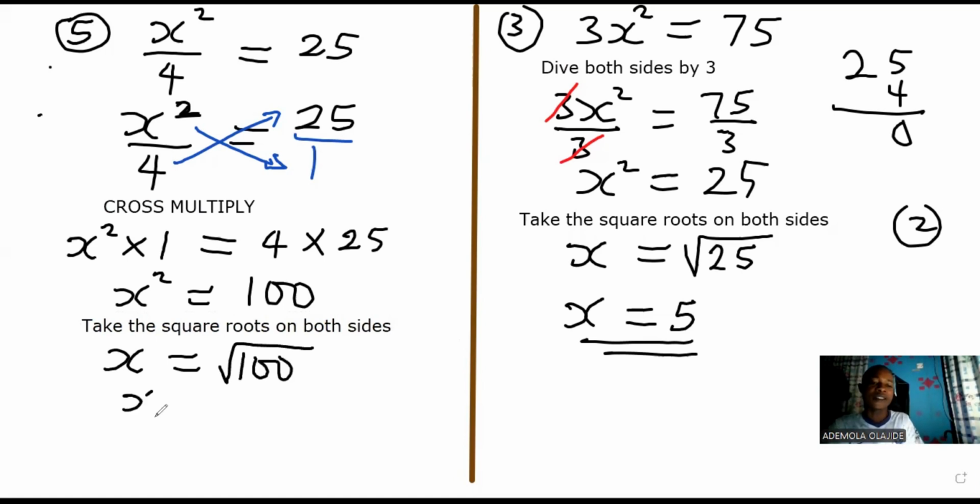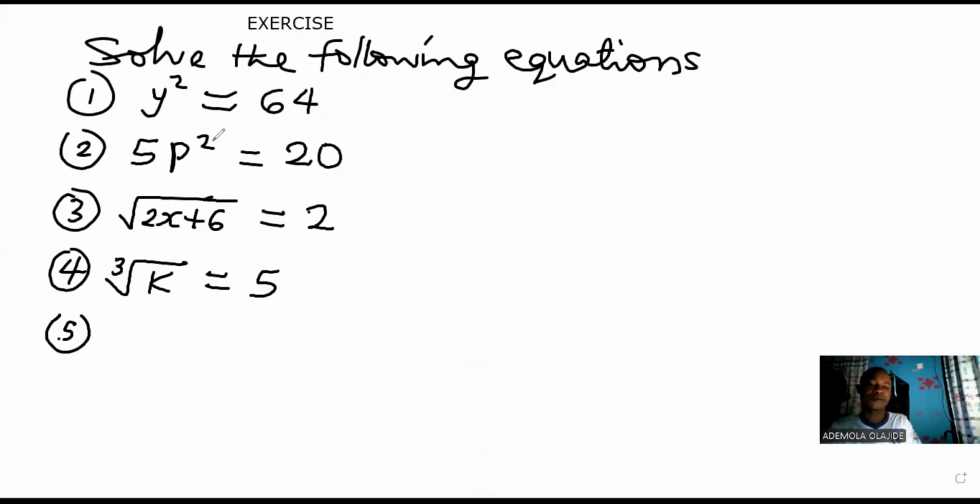And hence, finally, x equals, you now say, what is the square root of 100? Is there a number that multiplies itself to give 100? Yes, 10. So x equals 10. That's our final answer there.